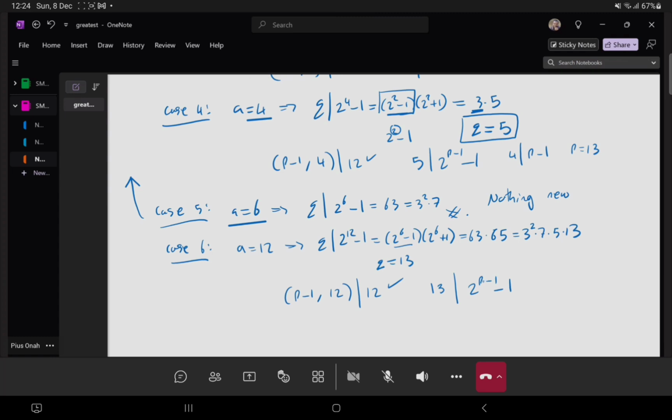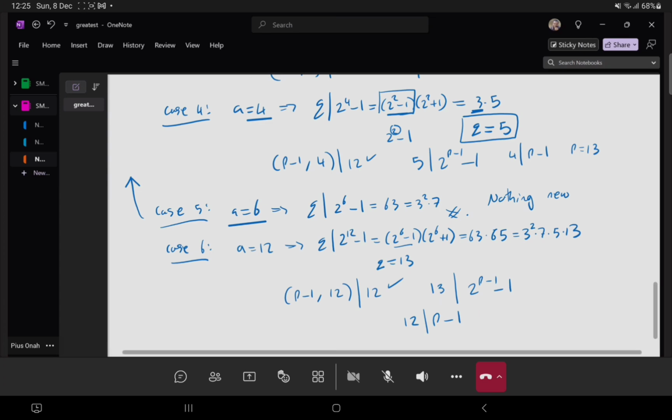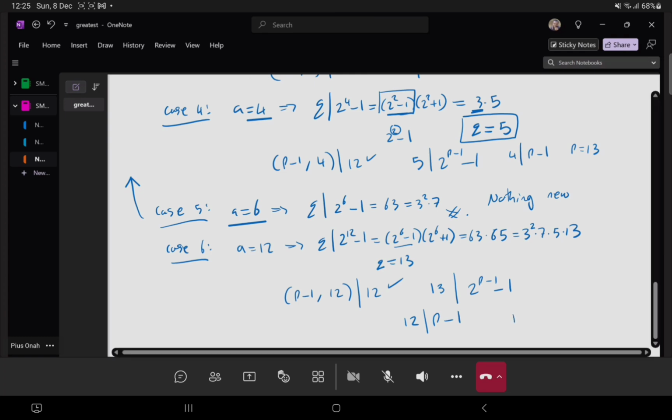Then now we just need to find a P that satisfies this, any P, and then Q would be qualified. So we need the order, which is now 12, to divide P minus 1. But P is not 13, so we need a different prime. So we have 25, we have 37, so we can have P equal to 37. So this means this also qualifies.